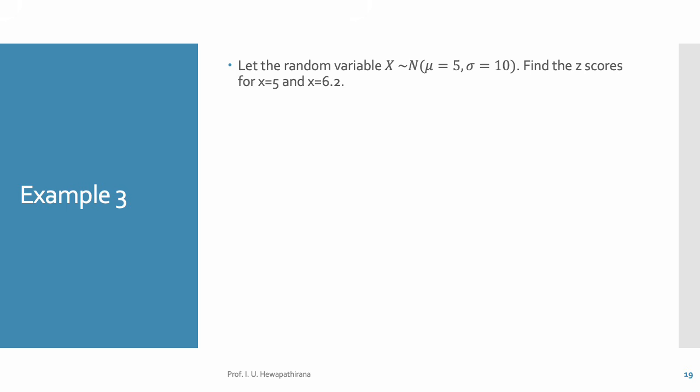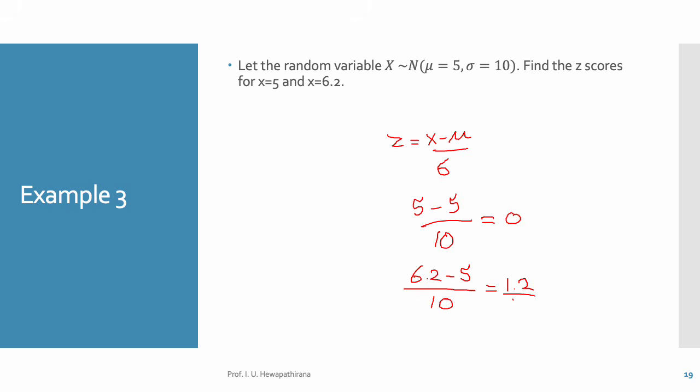First of all, we will write the formula for z. Z equals x minus mu over sigma. So when x equals 5, it would be 5 minus 5 divided by 10. First one would be 0. Next one, 6.2 minus 5 divided by 10. That would be equal to 1.2 divided by 10 equals 0.12. Right.